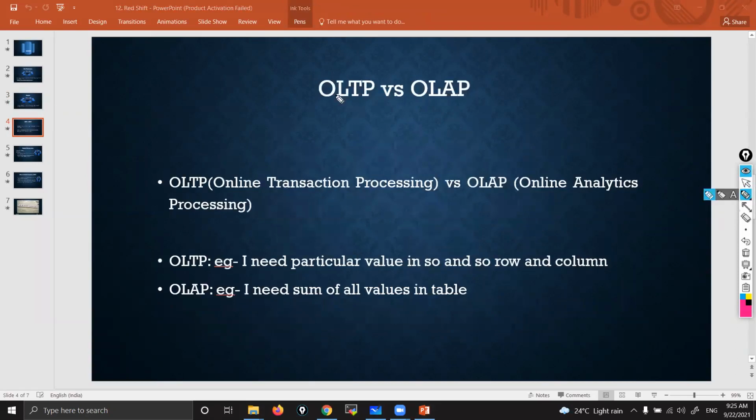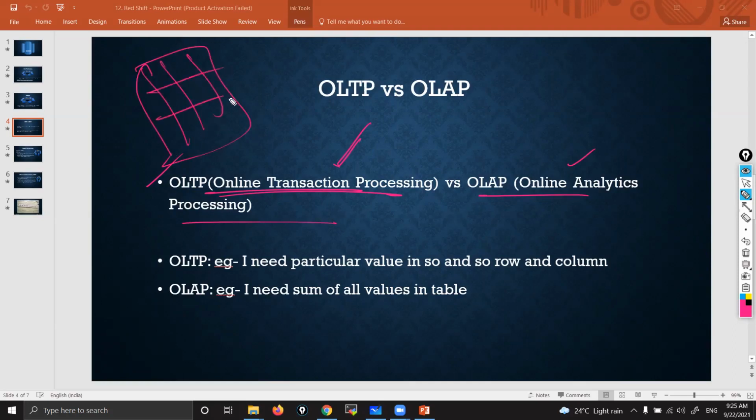Here we have two concepts, OLTP and OLAP. OLTP, online transaction processing. OLAP means online analytics processing. Normal database operations come under OLTP. OLTP means, see, I need a particular value in so and so column. That means I want this value, this kind of transaction processing we call. I want this value, this kind of processing. Querying we call OLTP.